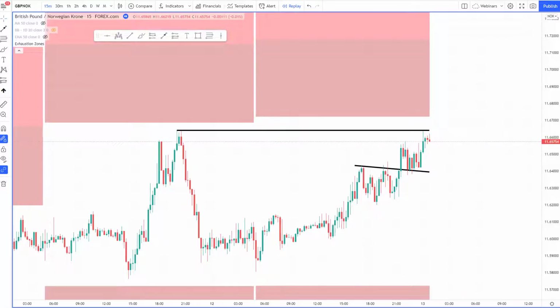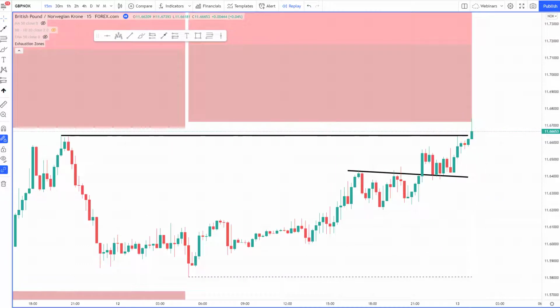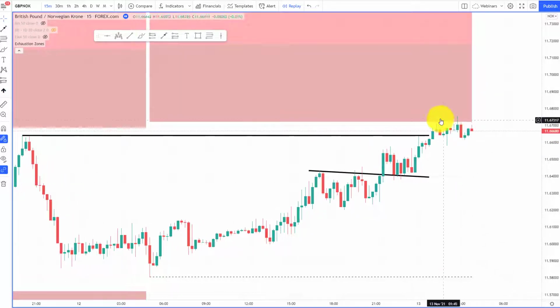And let's follow price action and see what happens. The market did break out here, but you can see the market is already reacting at the first exhaustion zone. And let's follow the price action. After a double top, the market is pushing again into it.